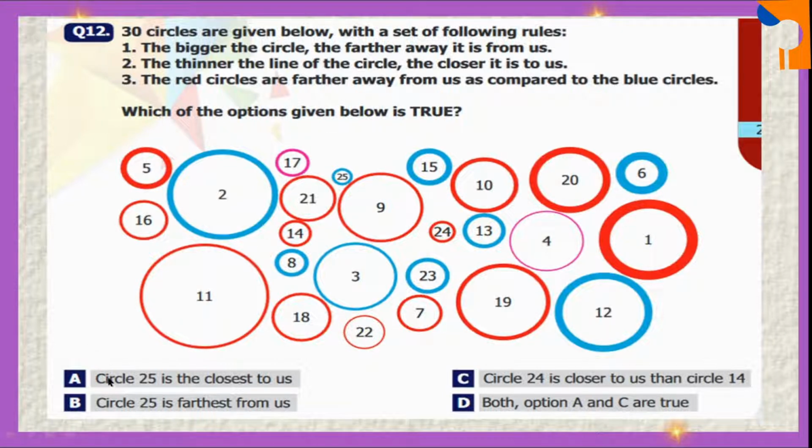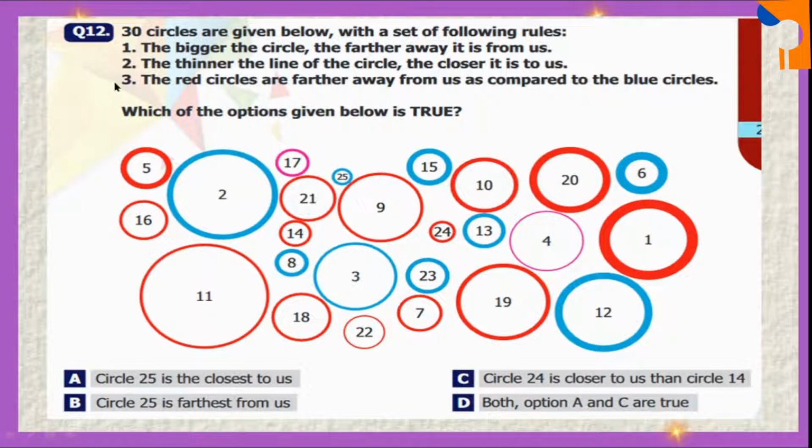So option A is circle 25 is the closest to us. So if we look at the circle 25, it is smallest of all. And according to rule number 1, the bigger the circle, the farther away it is from us. So the opposite is the smaller the circle, the closer it is to us. So yes, 25 is closest to us.